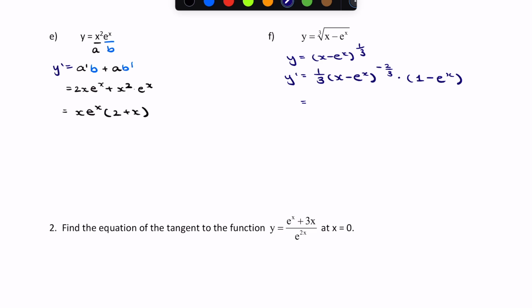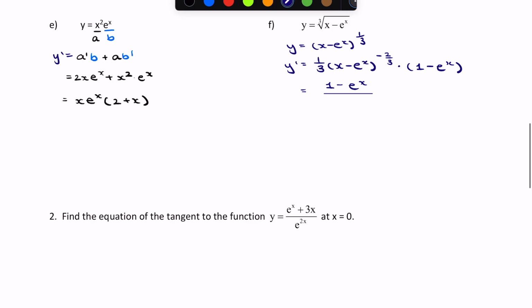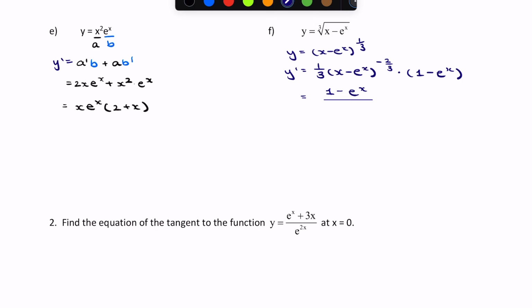So here we can rewrite this in a fraction as 1 minus e to the power of x over, we can rewrite negative 2 over 3 and move it to the bottom. We can rewrite that as cube root, and we have that 3 at the front. So 3 cube root of x minus e to the power of x, and that will be to the power of 2 because it is to the power of 2 over 3.